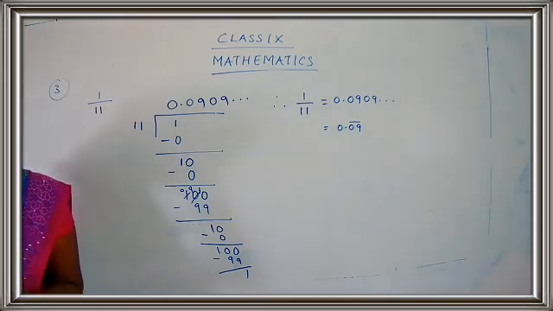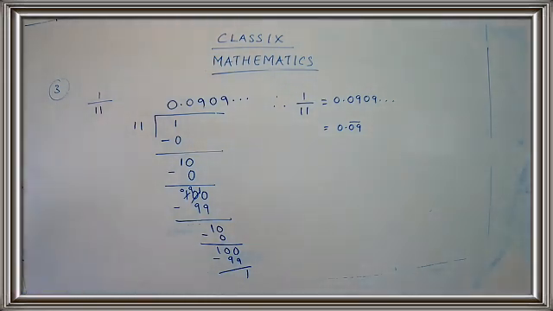What is the answer for 1 upon 11, children? It's 0.0909 which can be taken as 0.09 bar. 09 bar means the number 09 is repeated again. Now what is the next thing we have to find out, children? We have to find out 1 upon 33.